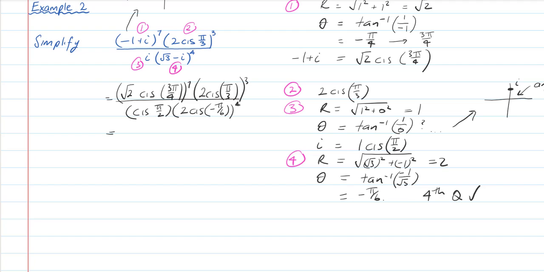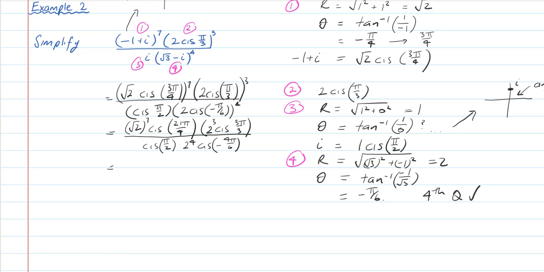Now I'll do my De Moivre's theorem powers, so I get the square root of 2 to the power of 7 cis 21 pi on 4 times 2 to the power of 3 cis 3 pi on 3, divided by cis pi on 2 times 2 to the power of 4 cis negative 4 pi on 6.